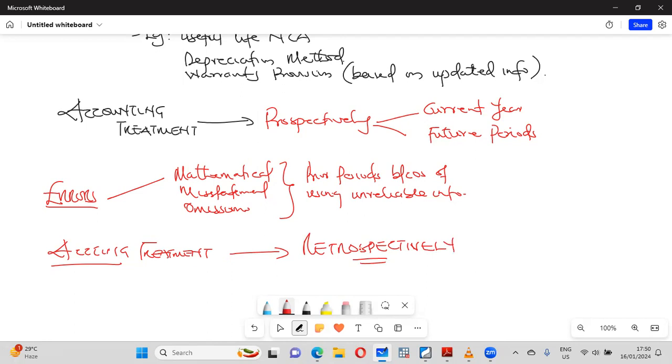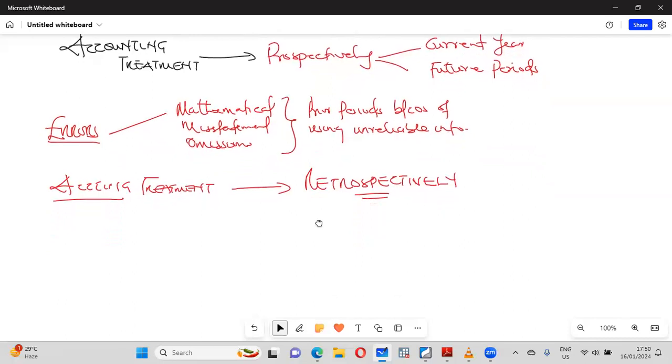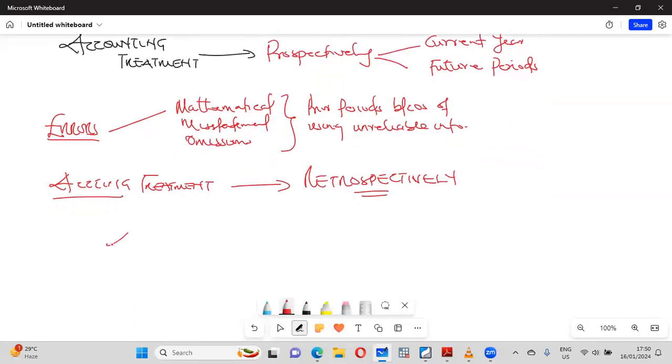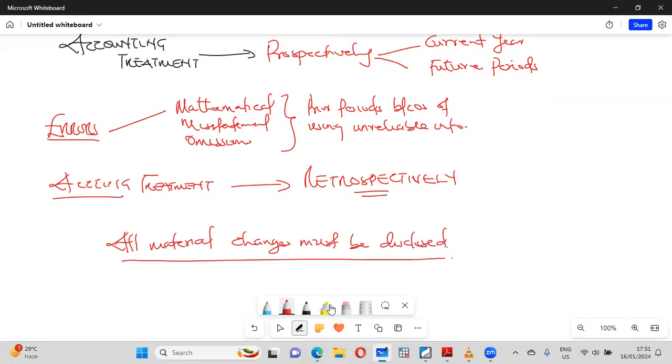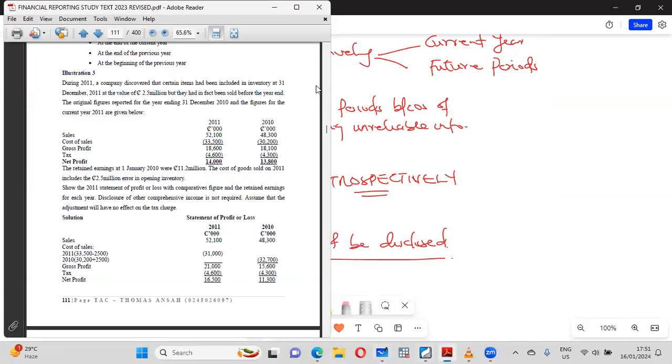So ladies and gentlemen, this is all about, of course, a disclosure standard. So what you need to do is that you have to disclose any material changes. All material changes must be disclosed. All right, this is the key bit. Okay, so now let's look at how the figures work.